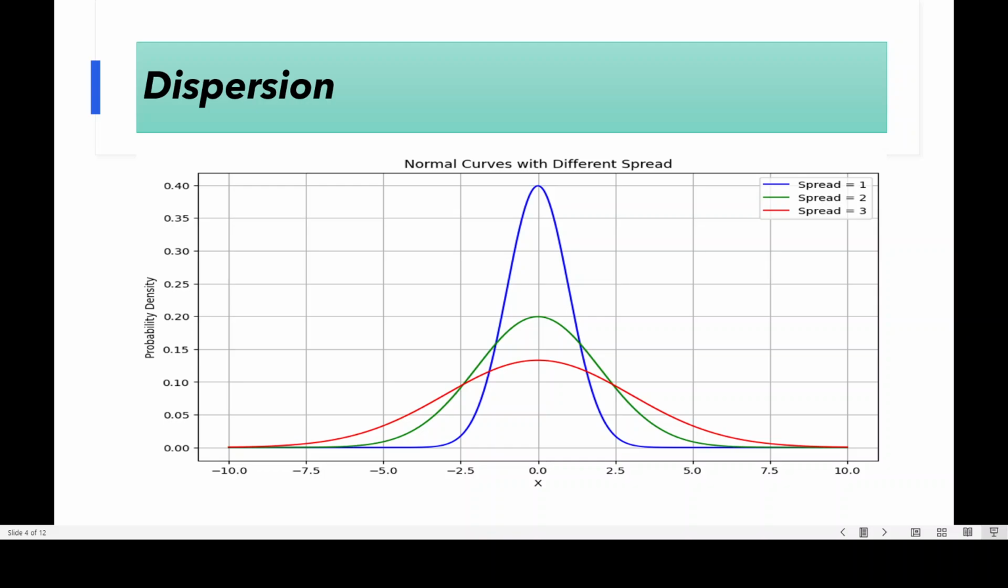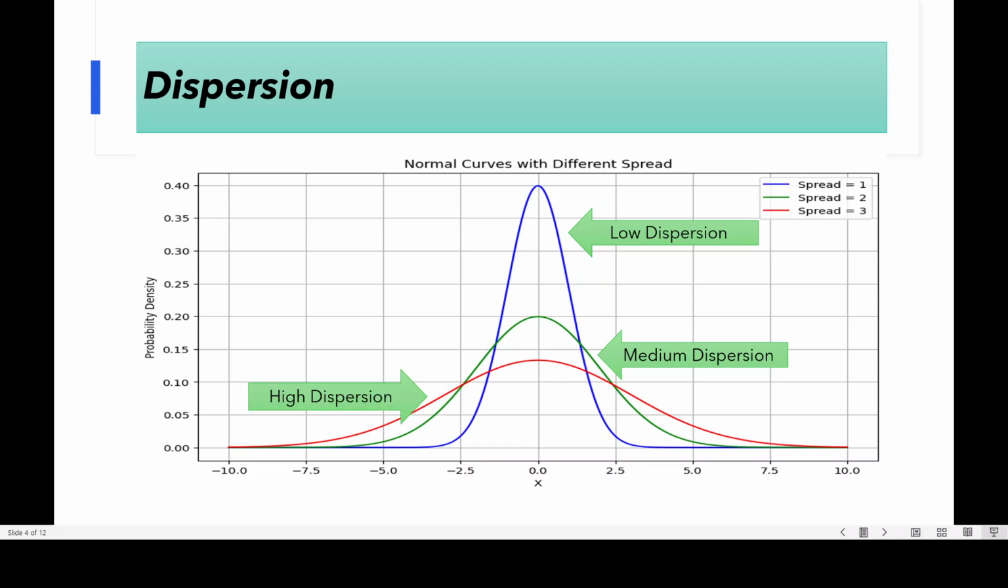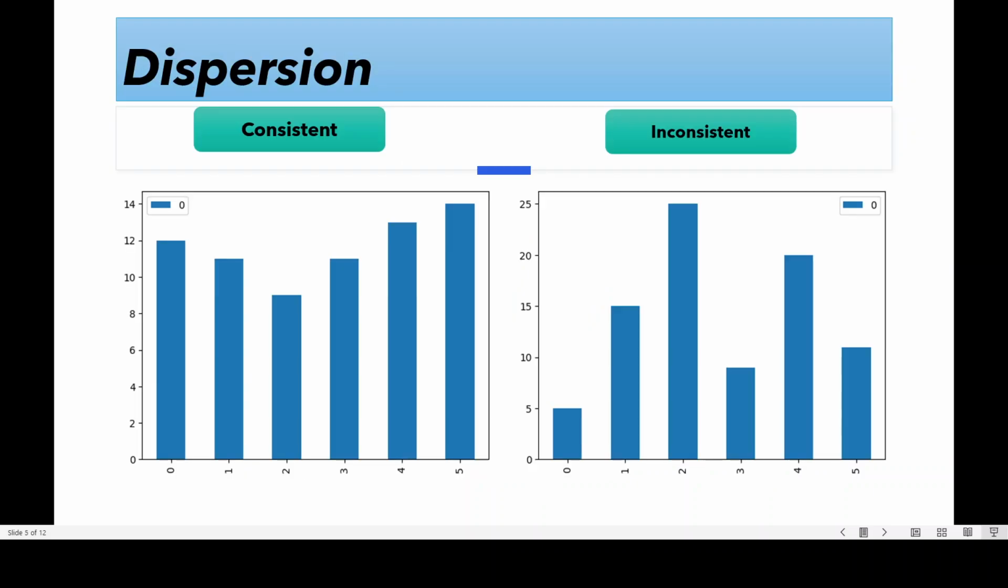Here is a normal curve with different spread: low dispersion, medium dispersion, and high dispersion. When there is great variability in the data set, it means it has a higher dispersion.